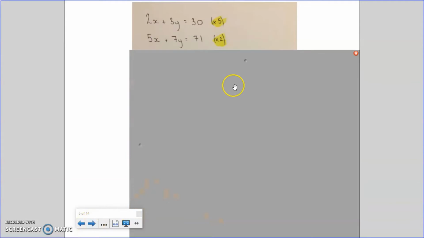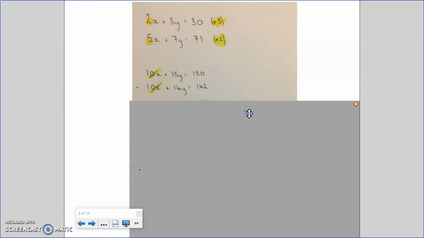Third and final question looked like this. This time the coefficients were a little bit more complex. We had to look at multiplying both lines of algebra. Again, there's other ways to approach this question. I've gone with multiplying the top by 5 and the bottom by 2 in order to end up with 10x and 10x. So once I've manipulated the algebra, it looks like so.